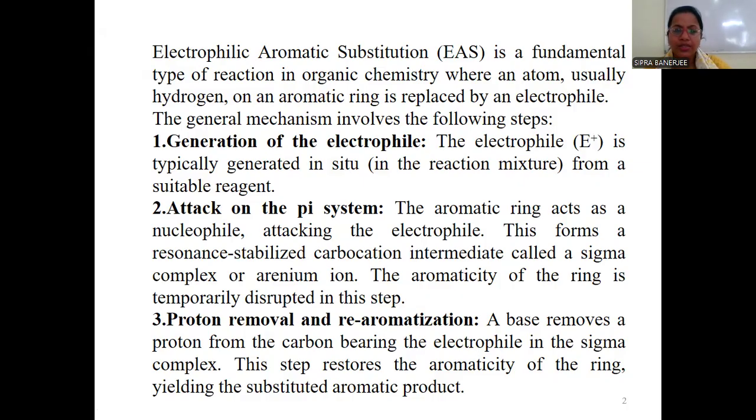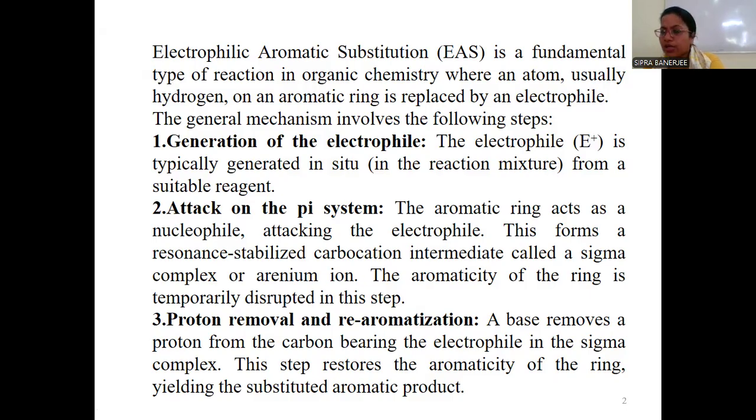Proton removal and rearomatization. Then a base removes the proton from the carbon bearing the electrophile in the sigma complex. As a result, the proton will be removed, and this step restores the aromaticity of the ring, building the substituted aromatic. The product will be stable and the excess proton will be removed. As a result, the aromaticity will be revived again.